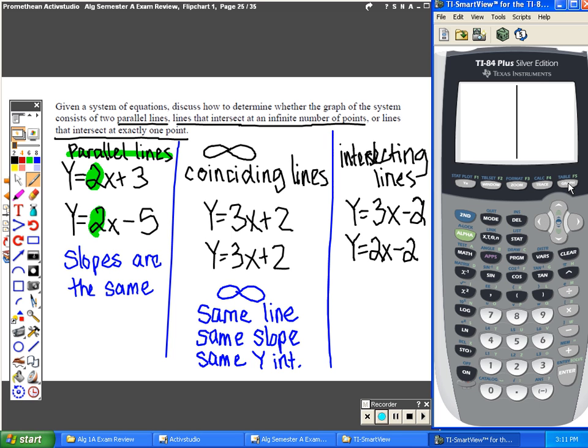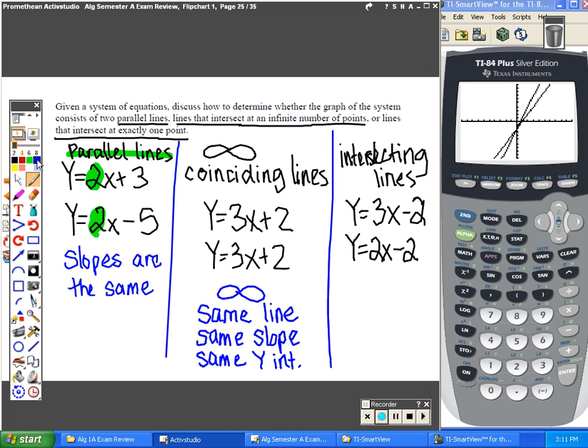And when you graph that, you'll see that they intersect. Because anytime you have different slopes, you're going to have lines that eventually touch. So if they have different slopes, they will eventually intersect.